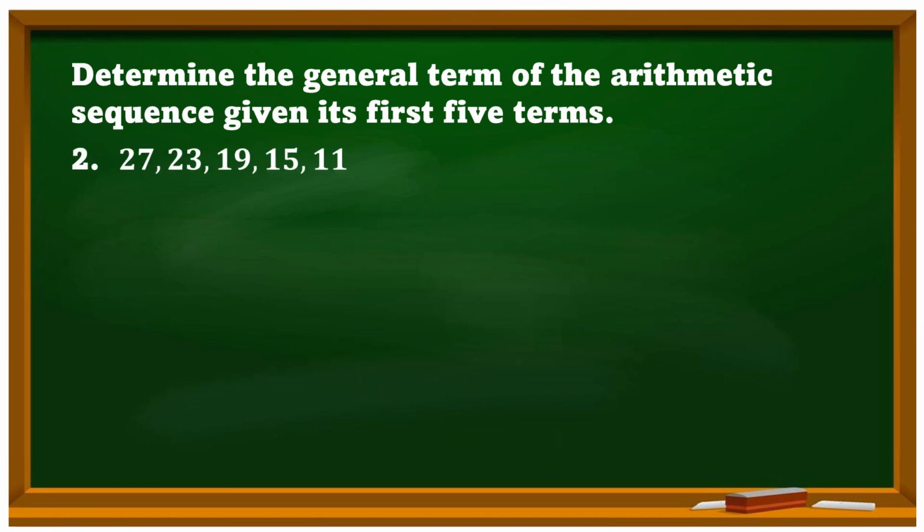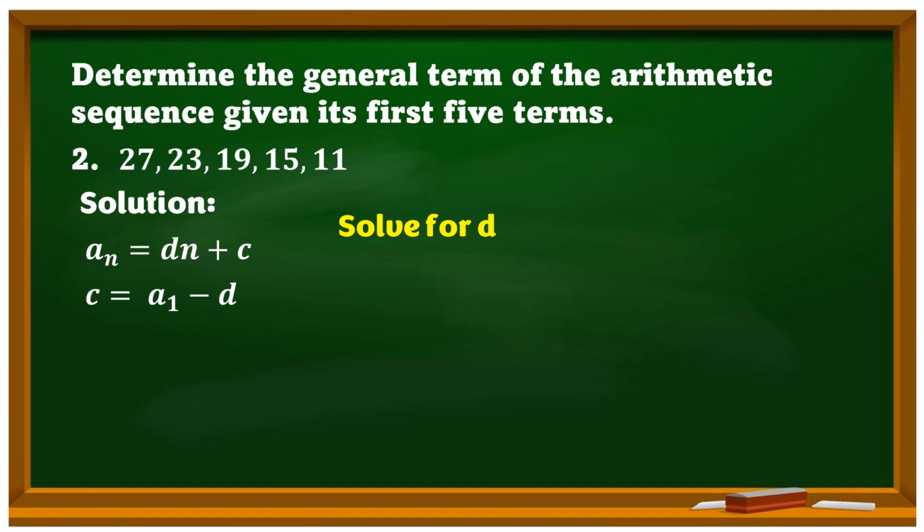Let's have example number 2. 27, 23, 19, 15, 11. So first, we're going to solve for the value of d, wherein d is equal to a sub 2 minus a sub 1. The second term of the given arithmetic sequence is 23 and the first term is 27. So we have d is equal to 23 minus 27, which is equal to negative 4. So the common difference of the given arithmetic sequence is negative 4.